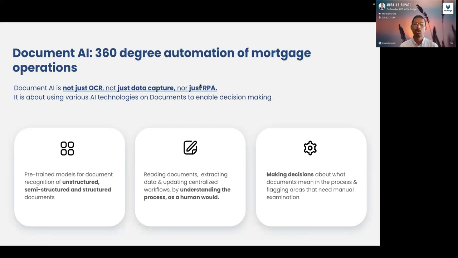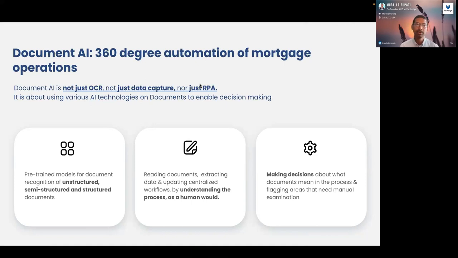So you take insurance documents. There are probably 10,000 plus companies out there. Each of them has their own format for the HOI insurance policy that they issue. You take a deed of trust or a mortgage or a note. These are completely unstructured documents. Traditional OCR can't handle these documents. The new generation document AI solutions can handle these. But also, it is not just about document recognition and data extraction, right?